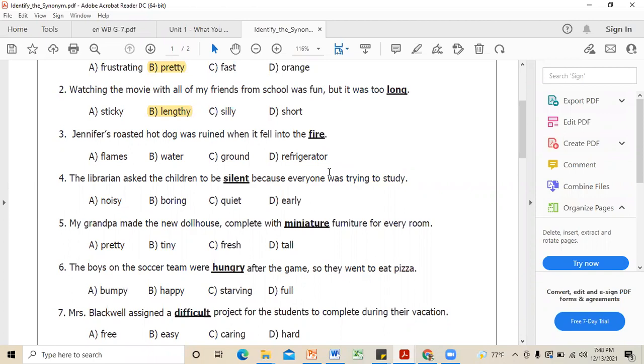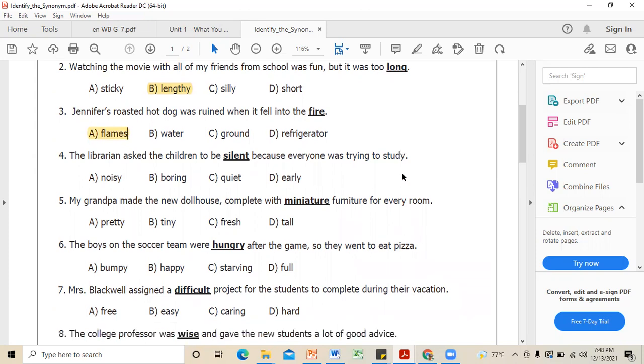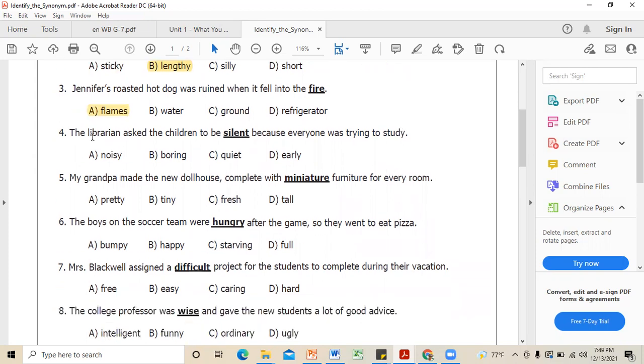Jennifer's roasted hot dog was ruined when it fell into the fire. Jennifer's roasted hot dog was ruined when it fell into the flame. Fell into the flames, yes. So fire, right? So flame means the synonym for the fire. That means gini dal kela, we say in Sinhala. So that is what we mean by fire or flames, right? Okay. So we will go back to Ishini. So Ishini, you can try the fourth one.